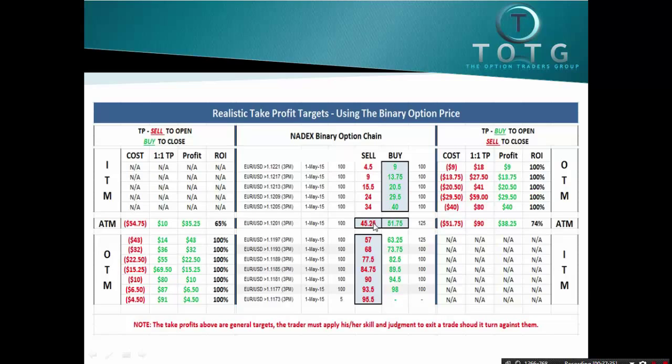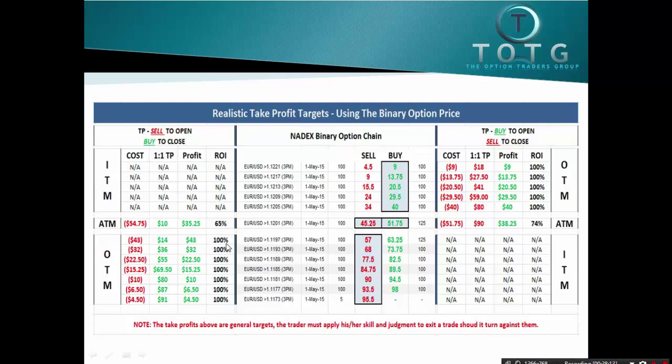Now on the other side of the coin, if you sold the at the money, you sold it for 45. That means you subtract that from 100, so your cost is $54. And I told you on the at the monies, you want to set your take profits at $5 or $10, and you're going to make slightly less than the 1-to-1. So if this trade does work out, you got 45 right here, $10 is your take profit, the difference is $35. And it's a 65% return on investment.